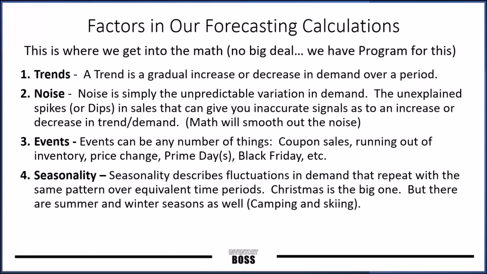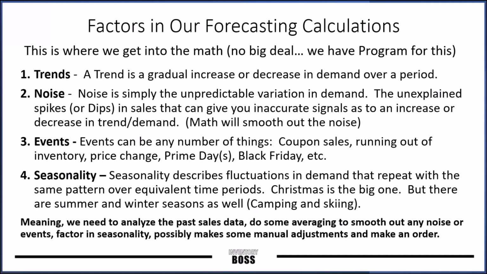Seasonality. Now, seasonality is intuitively something you understand, but it's actually a mathematical equation. It describes the fluctuations in demand that repeat over time during certain times of the year. Christmas is the big one, but if you sell camping gear, then summer is your big time. If you sell ski equipment, then winter is also your season outside of Christmas. January, February, you'll still be making some good sales. So seasonality isn't just about holidays. It's about the time of year as it relates to the category of product you're selling.